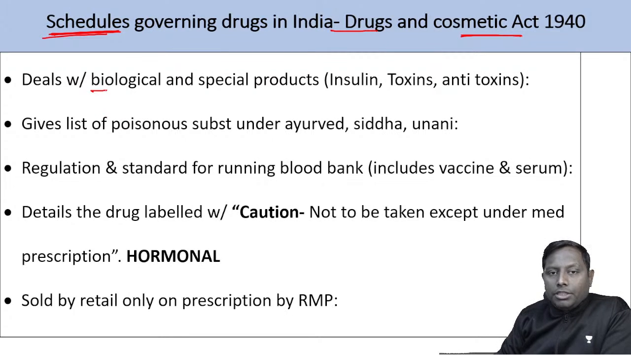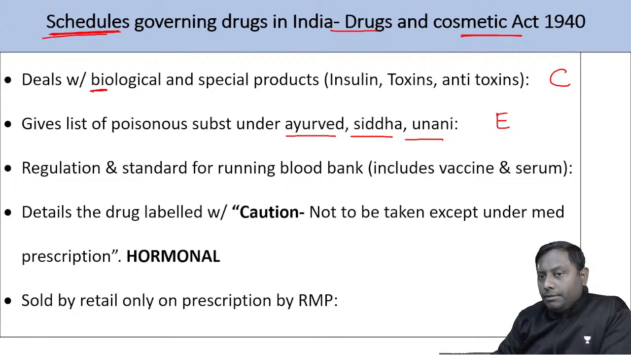So with the biological and special product, we have schedule C. Schedule that gives the list of poisonous substances under Ayurveda, Siddha and Unani is going to be schedule E. Regulation and standard for running a blood bank.